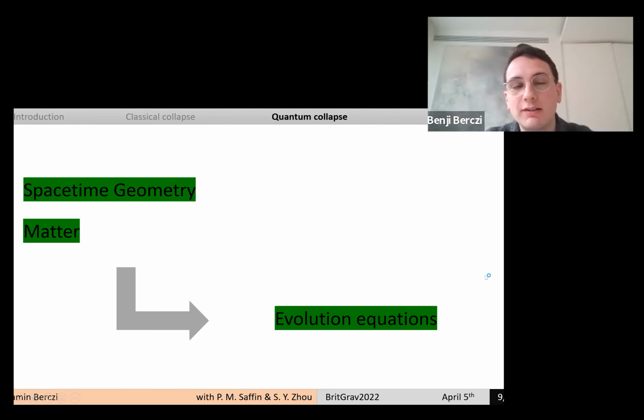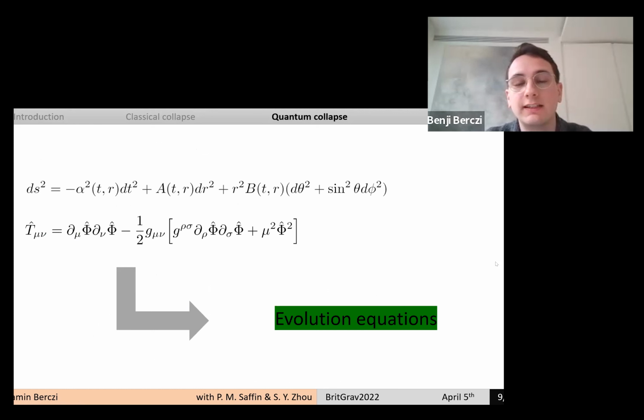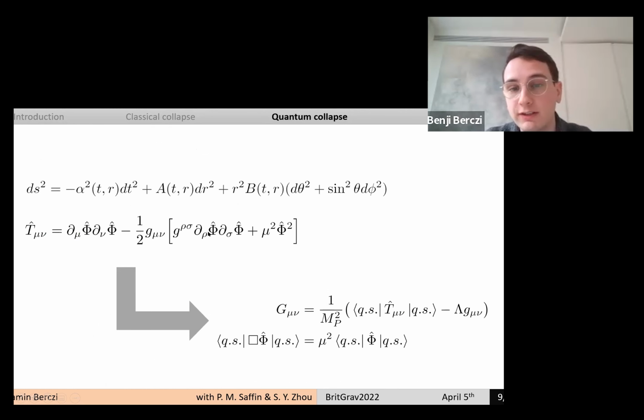Right. So now our system is the same. We have the metric, which is classical, and we have the stress tensor, but now it's an operator. So in our evolution equations as well, we have to put it in these expectation values, along with the quantum scalar operator as well.